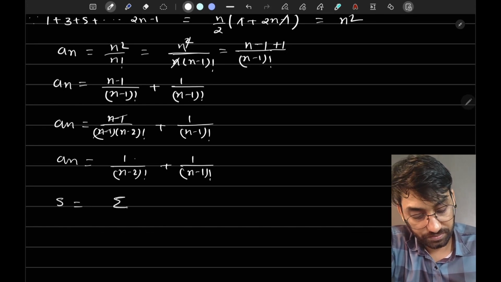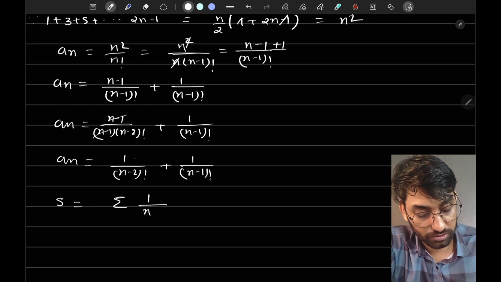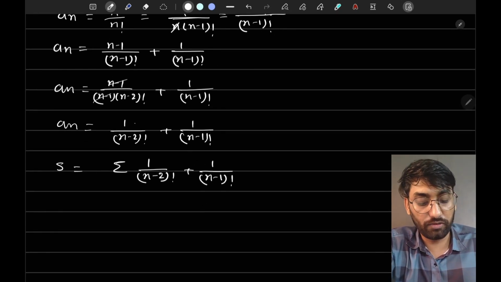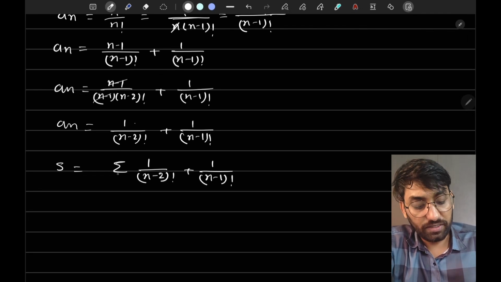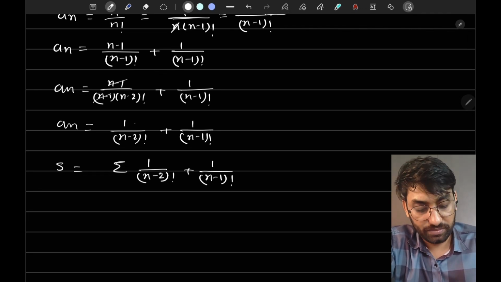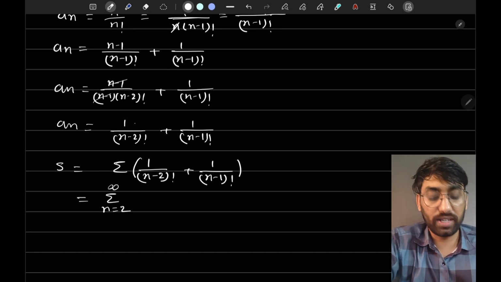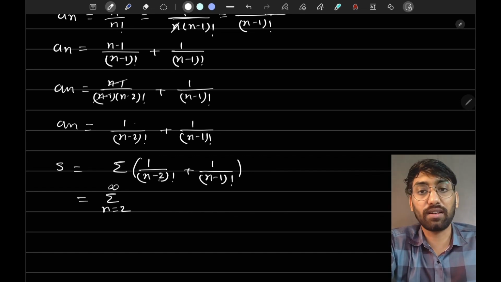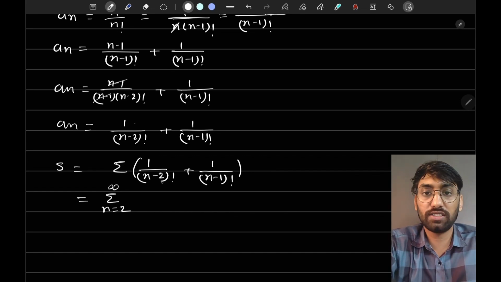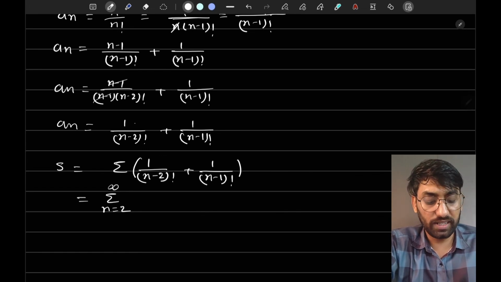Summation 1 upon n minus 2 factorial plus 1 upon n minus 1 factorial. Correct? And summation is going from what? We need to include till infinite term. So, just split it. So, what will I get? I will get summation over n going from 2 to infinity, because n = 1 I cannot take. In this case, n minus 2 will come, n minus 2 factorial we don't know, and 0 factorial is 1, right? So, minus 1 factorial we can't do. So, n equal to 2 we will start.